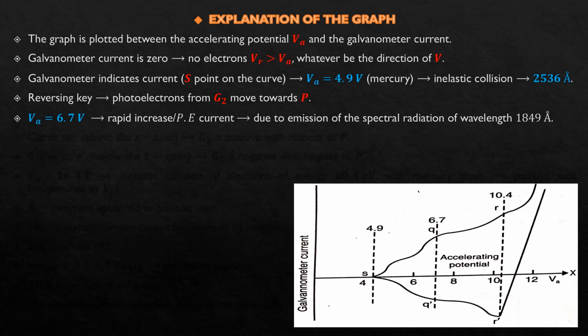So in this graph, the curve SQR is above the x-axis when G2 is positive, while the curve SQ'R' is below the x-axis when G2 is negative. This type of curve is obtained based on G2 being positive or negative with respect to P.